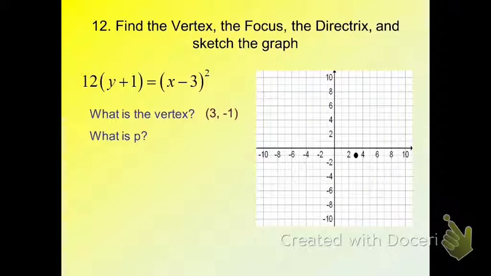3. Okay, so how he found that, if you lost him with that answer. So that is your 4p value. So if 4p equals 12, you would divide 12 by 4 to get 3. Now you're always going to divide that 4p value by 4 to get the actual distance that you're going to use on the graph.